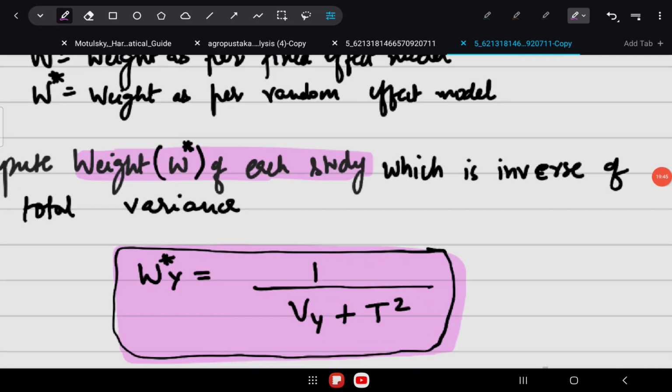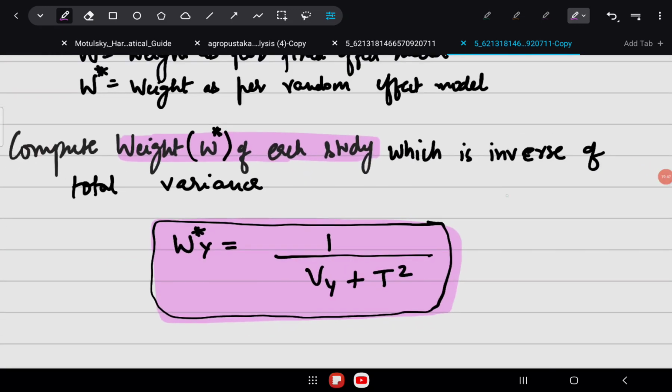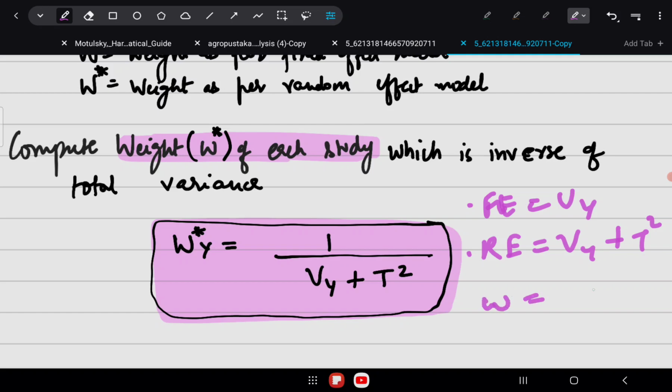So now that you understand that in fixed effect modeling the only important variance is the within-study variance, but in random effect modeling we need to account for the within-study variance as well as the between-study variance. So the most important difference, for our purpose right now, between fixed and random effect modeling is that in fixed effect modeling the weight will be 1 by within-study variance. That will be the weight for fixed effect modeling, and we have seen examples of this before.